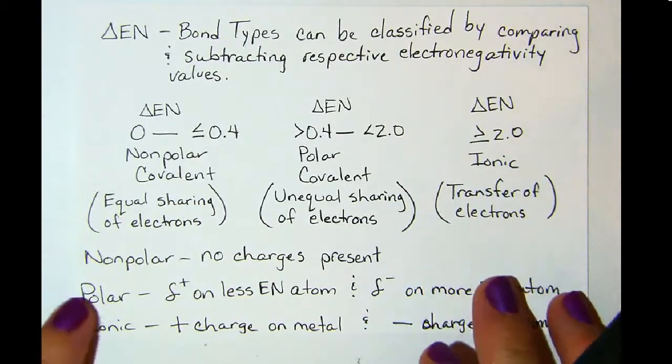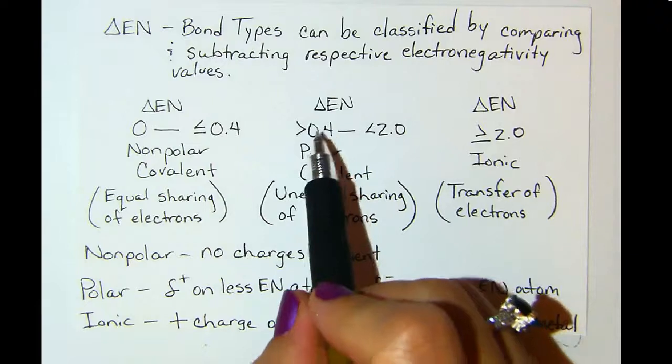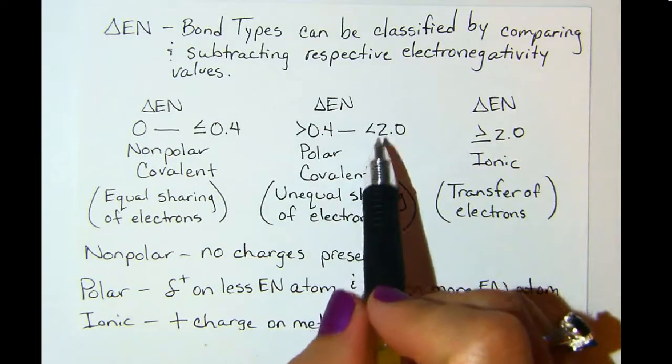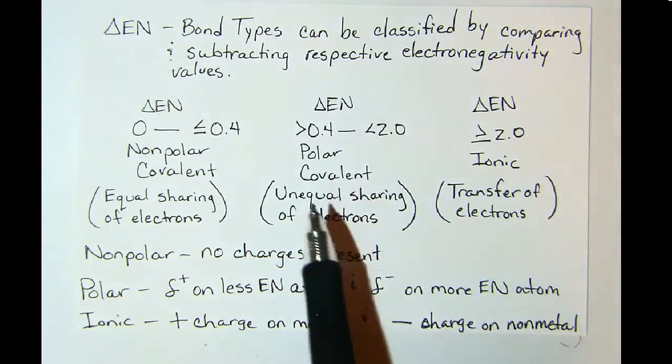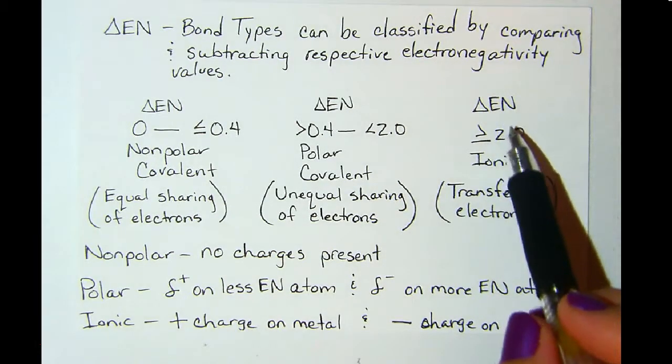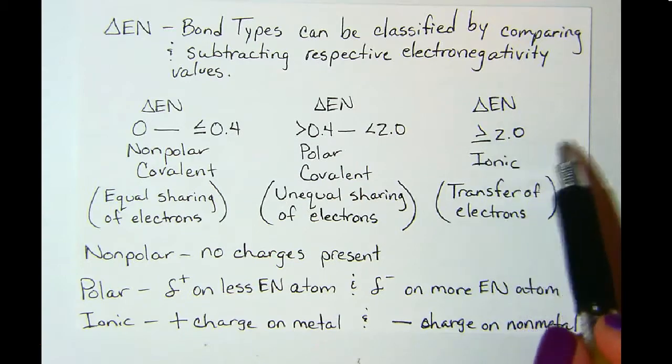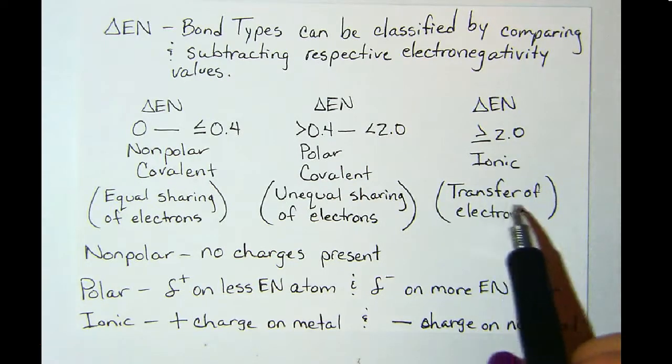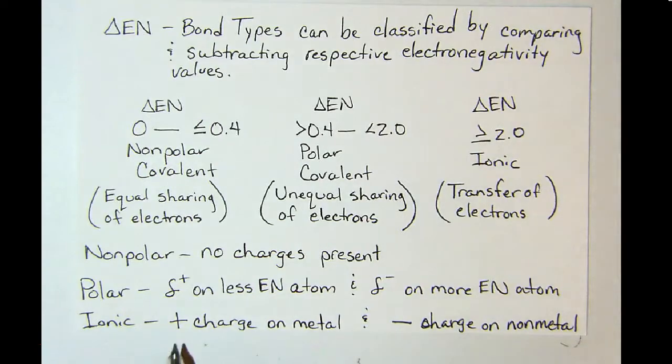If you have a difference in electronegativity that's greater than 0.4 but less than 2.0, then it's polar covalent, which is an unequal sharing of electrons, and so there'll be a partial positive on the less electronegative atom and a partial negative on the more electronegative atom. If you have a difference that's greater than or equal to 2.0, then it's going to be ionic, which is a transfer of electrons, which results in a positive charge on the metal and a negative charge on the nonmetal.